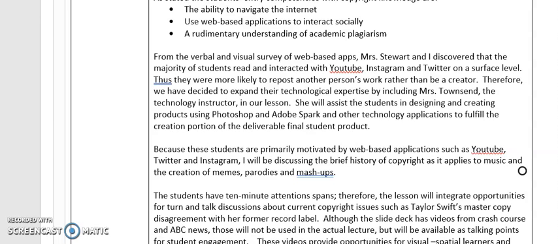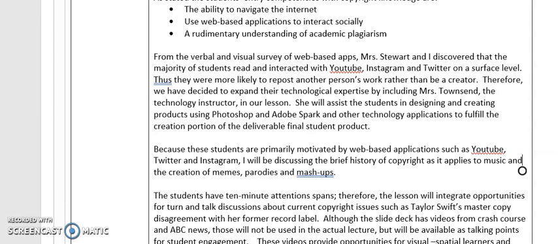Therefore, we have decided to expand their technological expertise by including Mrs. Townsend, the technology instructor, in our lesson. She will assist the students in designing and creating products using Photoshop, Adobe Spark, and other technology applications to fulfill the creation portion of the deliverable final student product.